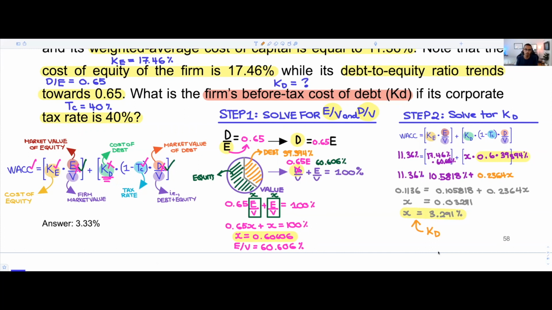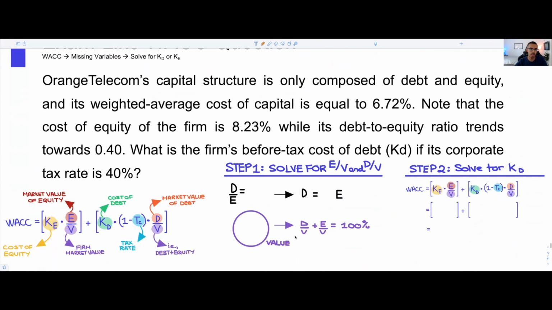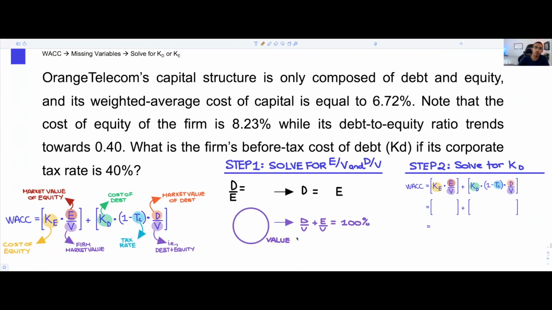Now, the steps will be extremely similar to solve for the cost of equity. So let's go ahead and do another question where we're going to utilize all the same techniques, but instead of solving for the cost of debt, we're going to solve for the cost of equity. So let's do that together right now. Notice how it's the same structure again, and now we're going to solve for the cost of equity.